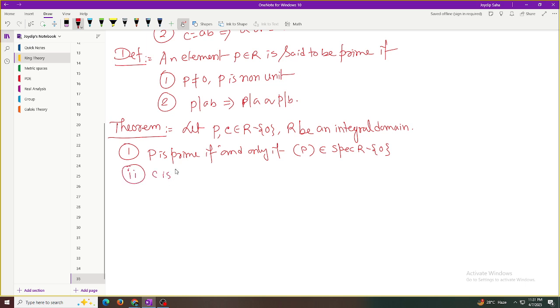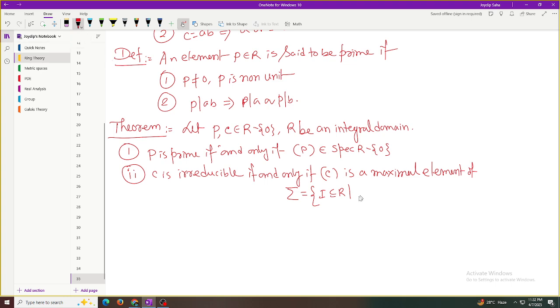Number 2: C is irreducible if and only if the ideal generated by C is a maximal element of sigma, where sigma is the set of all proper principal ideals I of R.